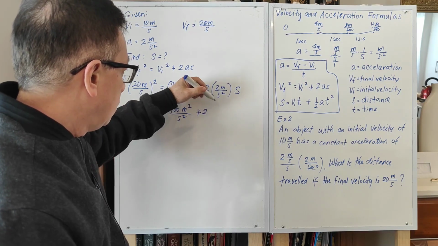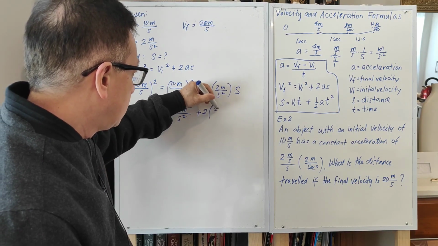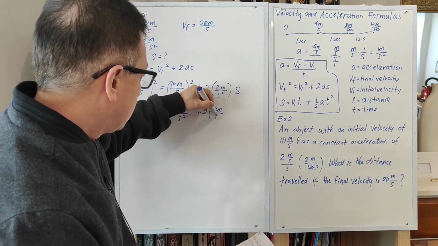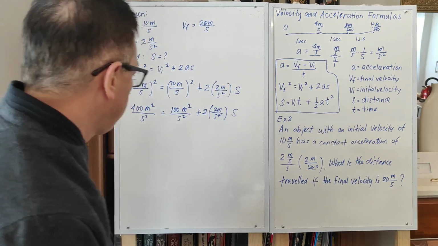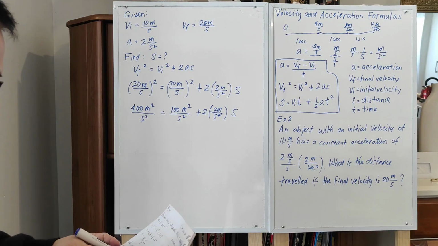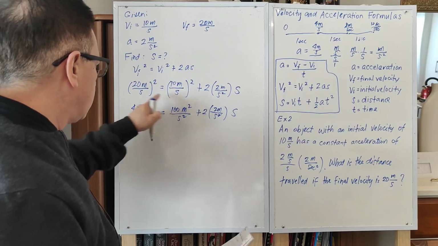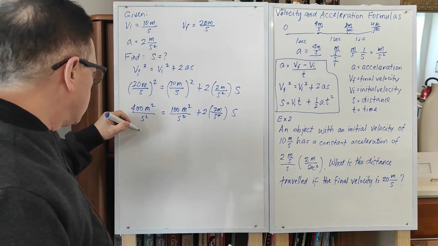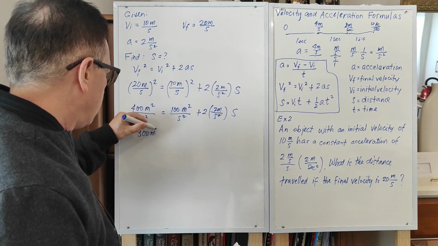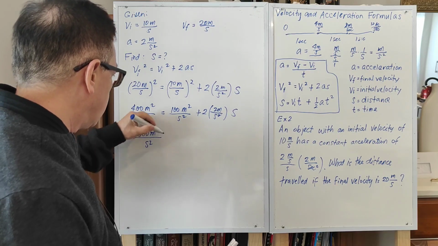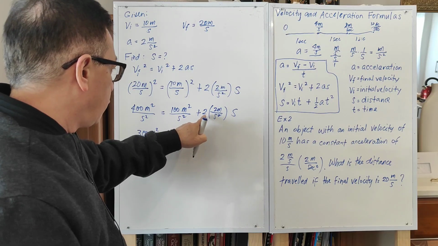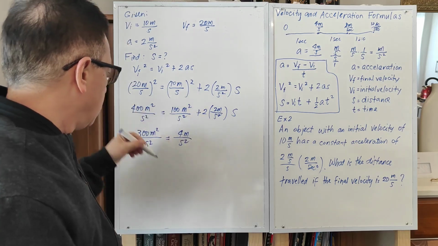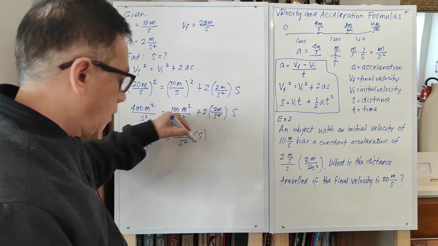plus 2 times 2 meters per second squared times S. So if we move this one to the other side, this one becomes negative 100, so this becomes 300 meters squared per second squared. This one becomes 4 meters per second squared times S.